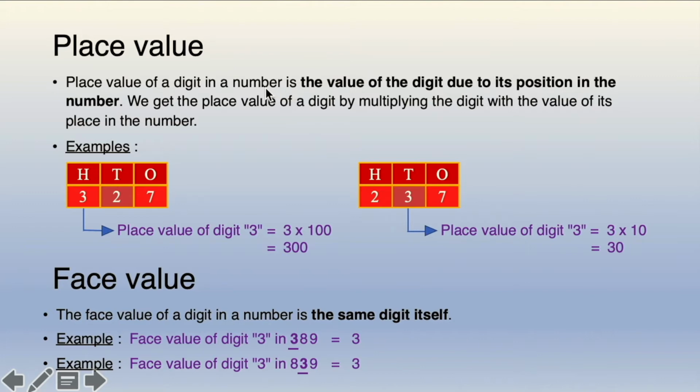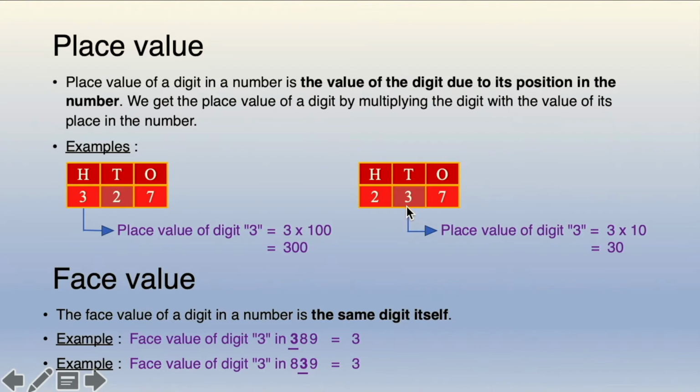Now, how do we get the place value of digit 3 in this number 327? So, we get the place value by multiplying the digit with the value of its place in the number. So, the digit is 3 and the value of its place in the number is 100 because 3 is at 100's place. So 3 multiplied by 100 is equals to 300. So place value of digit 3 in this number is 300.